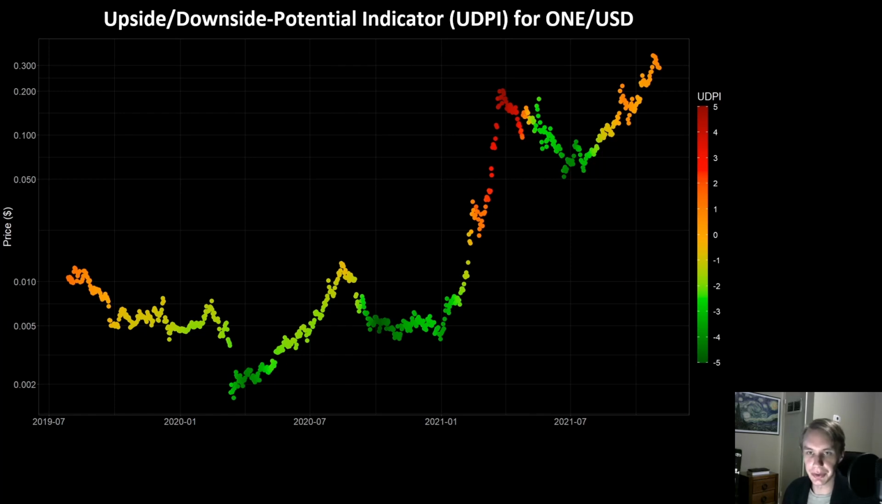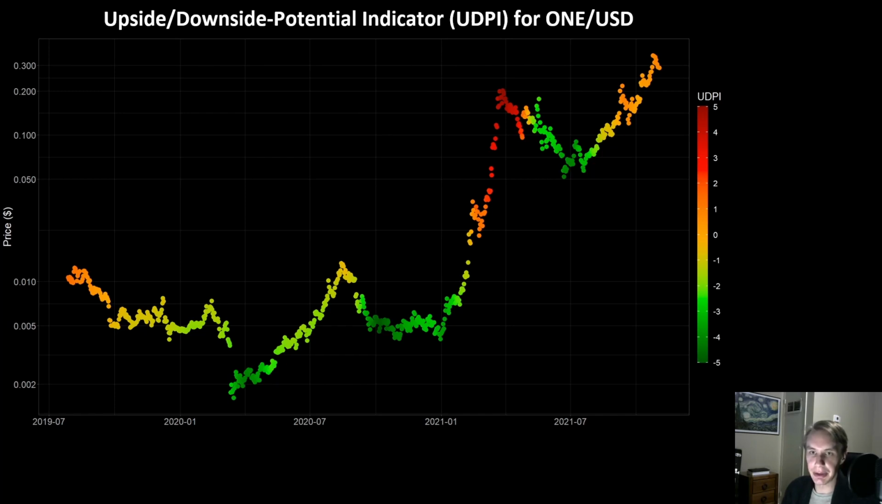I've mentioned it in previous videos as well: the UDPI is a smart model. It's learning about the asset as it sees the asset behave and perform. And so the UDPI realizes that ONE can be a quite explosive asset, putting in 100x, 50x moves here. It's going to take that into account, and evaluate what ONE does based on its knowledge about what ONE is capable of.